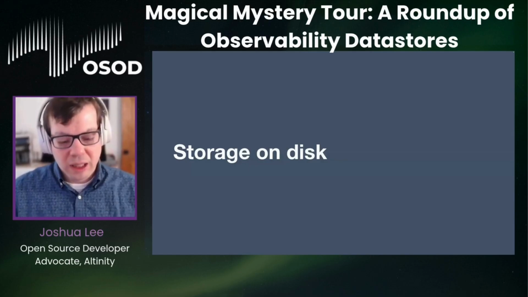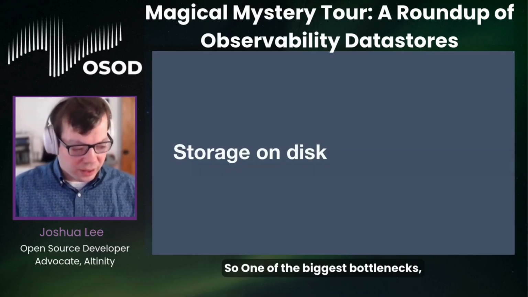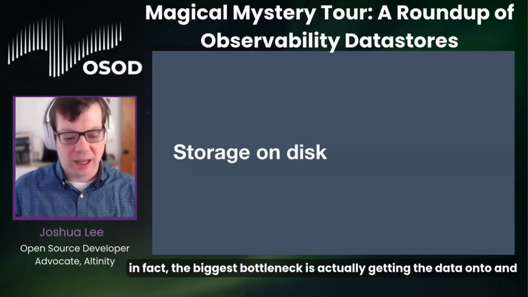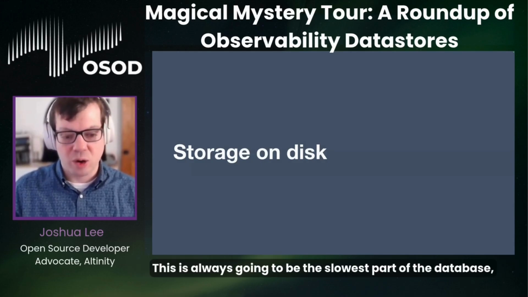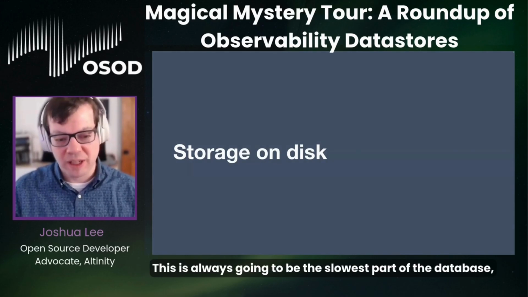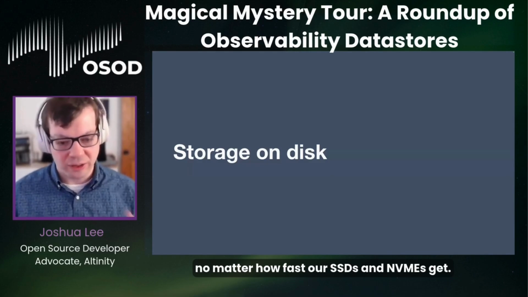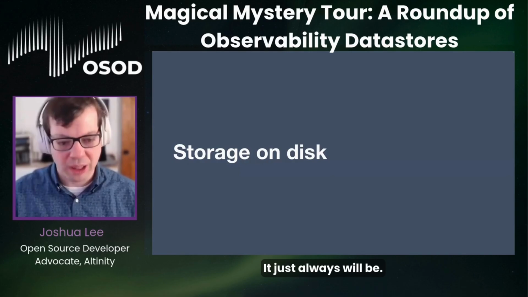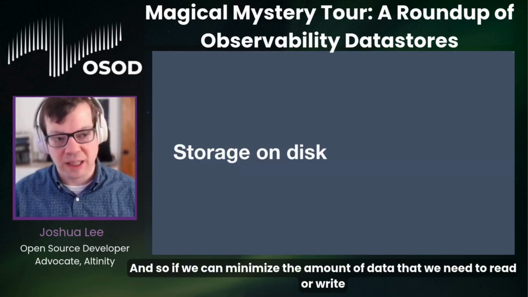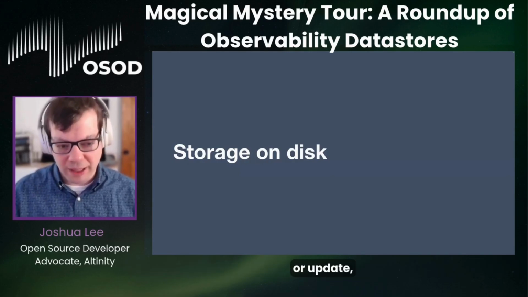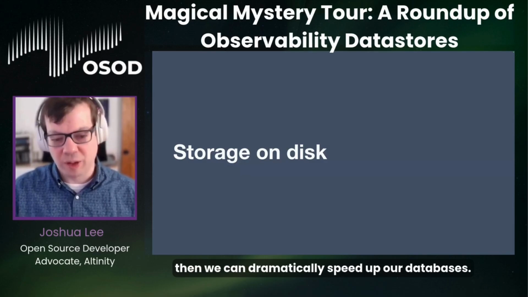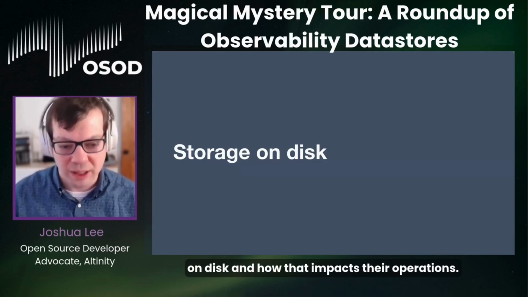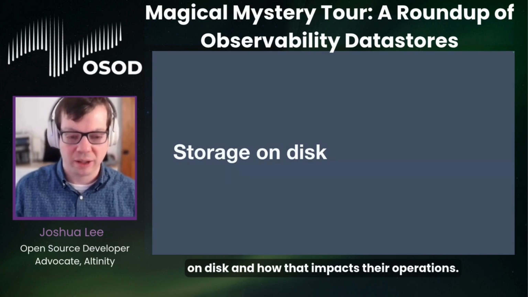So when we're talking about databases, one of the biggest bottlenecks, in fact, the biggest bottleneck, is actually getting the data onto and off of the disk. This is always going to be the slowest part of the database, no matter how fast our SSDs and NVMes get. It just always will be. And so if we can minimize the amount of data that we need to read or write or update, then we can dramatically speed up our databases. So let's talk about how the different databases actually store the data on disk and how that impacts their operations.